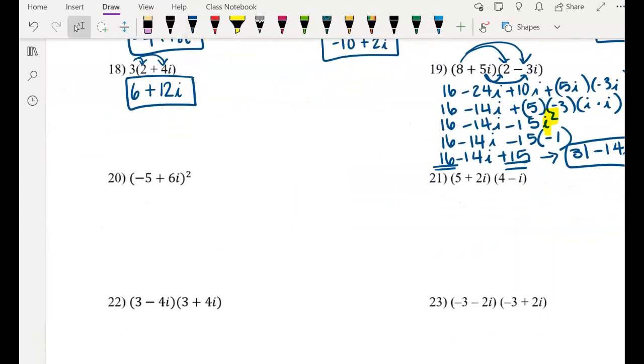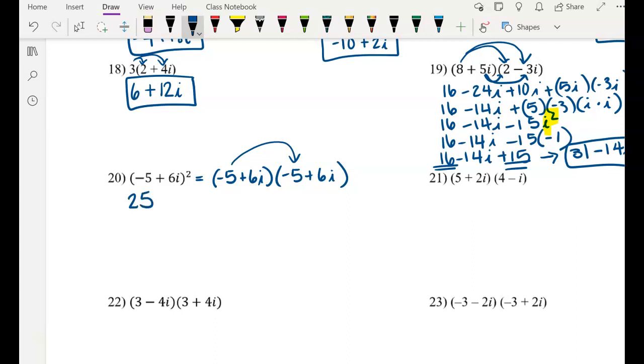20 says negative 5 plus 6i all in the quantity squared. Well, to FOIL correctly, write it out twice, okay, and do, oops, this is negative 5 plus 6i, and FOIL it like number 19. Negative 5 times negative 5 will be positive 25. Negative 5 times positive 6i is negative 30i. In the middle, another negative 30i.